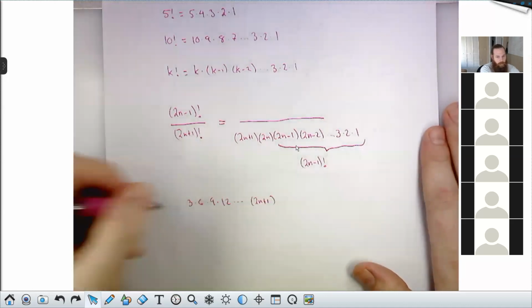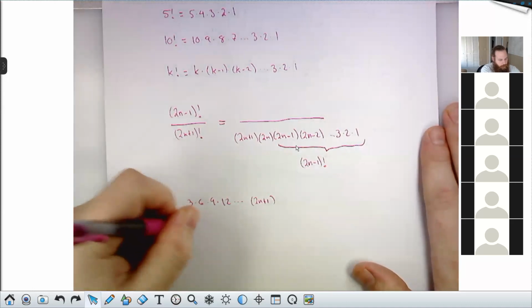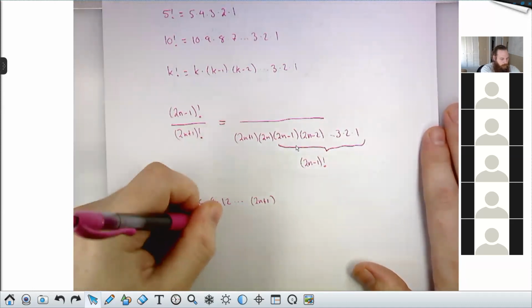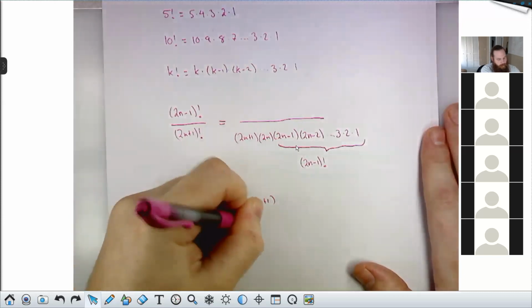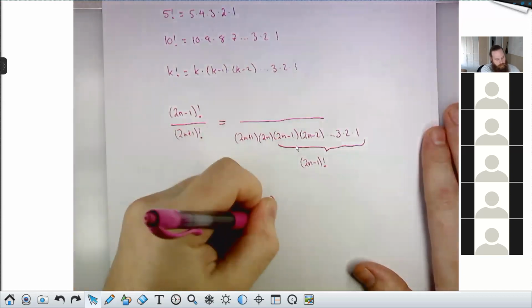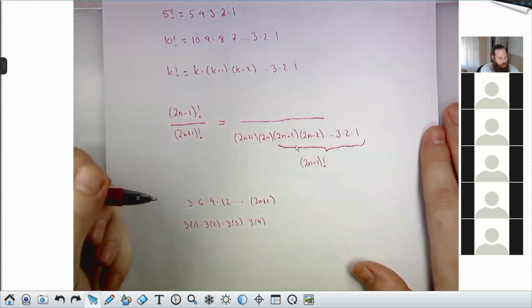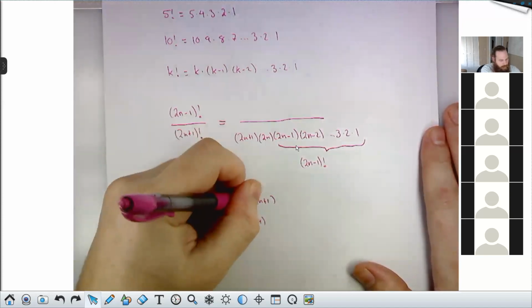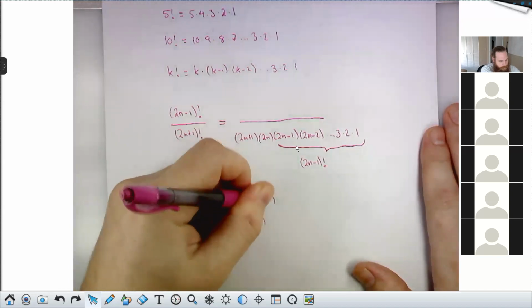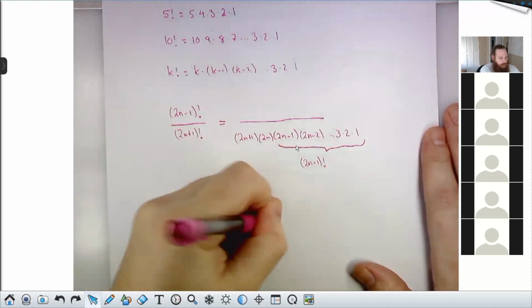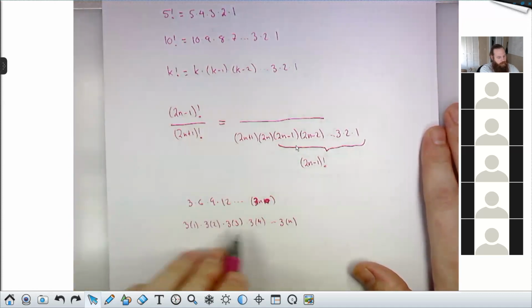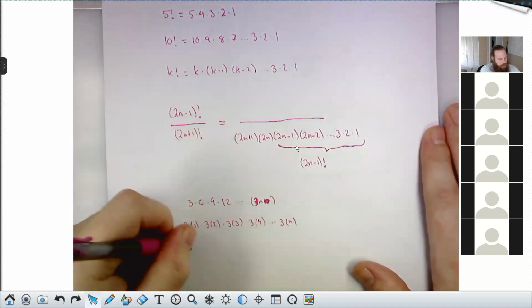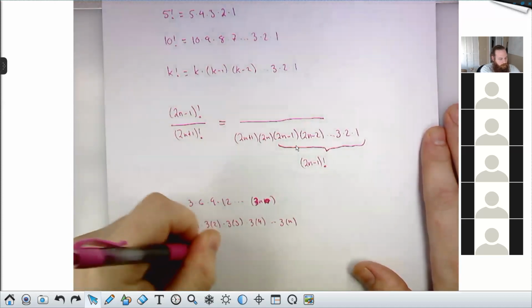But you can write these in terms of factorials. This is 3 times 1 times 3 times 2 times 3 times 3 times 3 times 4, right? These are all divisible by 3. I'm sorry, I guess I should end this at 3n, not 2n plus 1. So this would come all the way out to 3 times n. And then you've got 3 times 3 times 3 times 3, n times. This would be 3 to the n times n factorial.